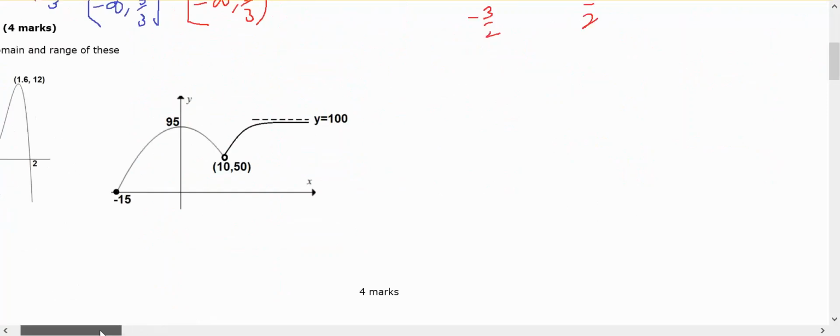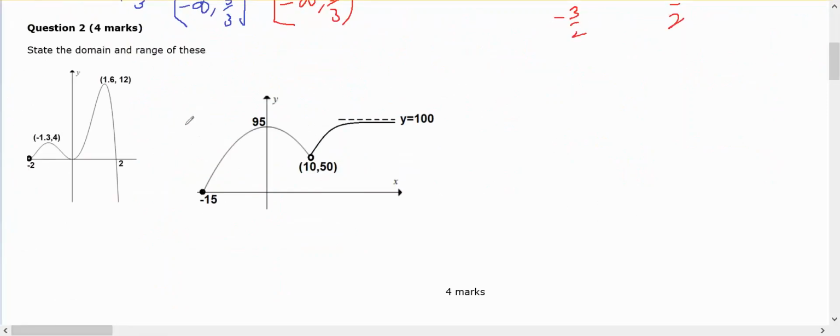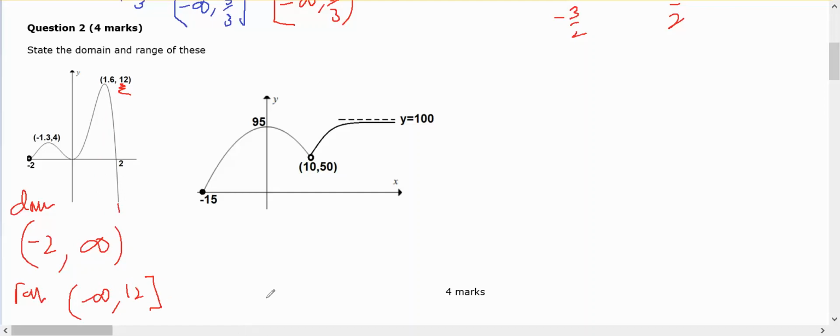And lastly, in question 2, to round off the domain and range questions, the domain, I don't include negative 2, and I go forever and ever and ever. So I go to infinity for the domain, and the range is all the way down at minus infinity, and the highest y value achieved is 12, and it's inclusive of 12.